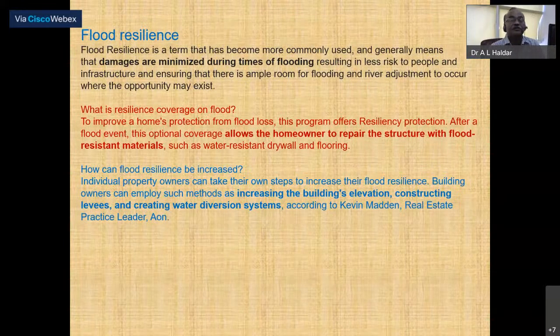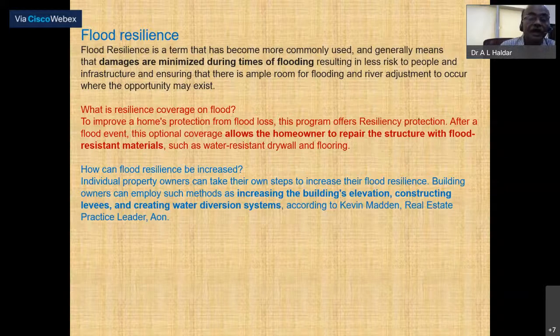So now, what is flood resilience? It is a term that has become more commonly used and generally means the damages are minimized during flood times. It means that you have to do it in such a way, like using a certain technology, that flood damages could be minimized. So that is the resilience. And what is resilience coverage? Coverage in flood to improve a home's protection from flood loss. This is the program. It offers resiliency protection in a flood event. This optional coverage allows homeowners to repair structures with flood resistant material, such as a water resistant dryer. So these are the things for the resilience of the home, the district and the state.